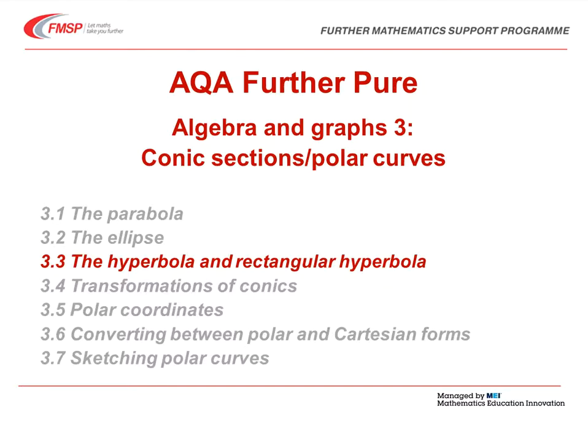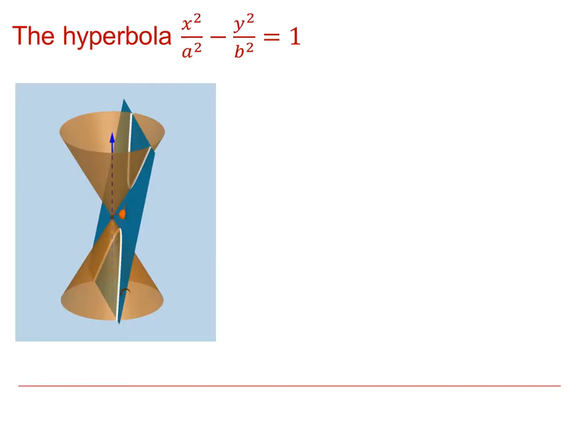This is a video for AQA Further Pure Mathematics, Algebra and Graphs, section 3.3, where we're considering the final conic section, the hyperbola, and what is called the rectangular hyperbola. Well, we know that the hyperbola is produced when the cut of the plane is at an angle which is steeper than the slope of the sides of the cone itself, so that it produces two branches.